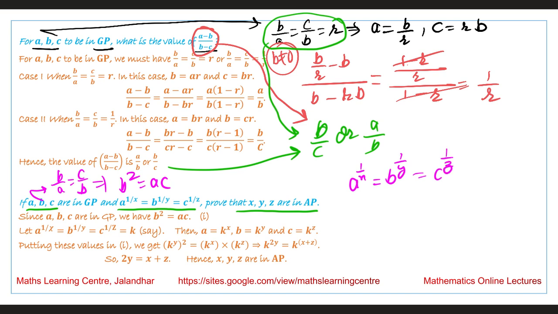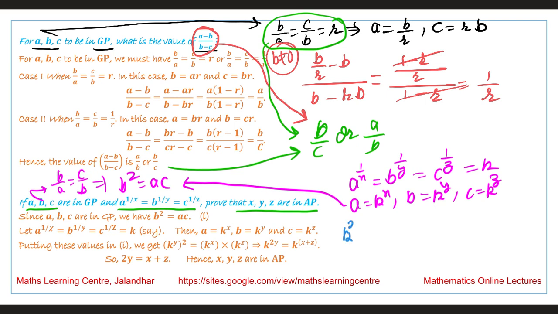So suppose we say this value is equal to K. So we obtain A is equal to K raised to the power X, B is equal to K raised to the power Y, and C is equal to K raised to the power Z. Now if we substitute these values in this equation, what we obtain is K raised to the power 2Y is equal to K raised to the power X plus Z.